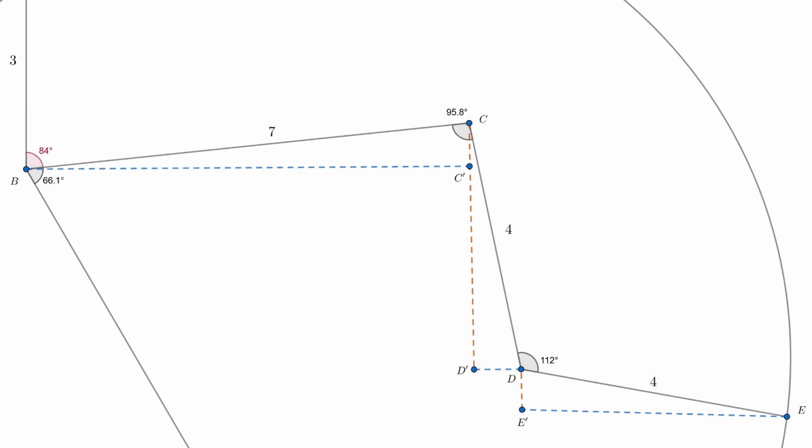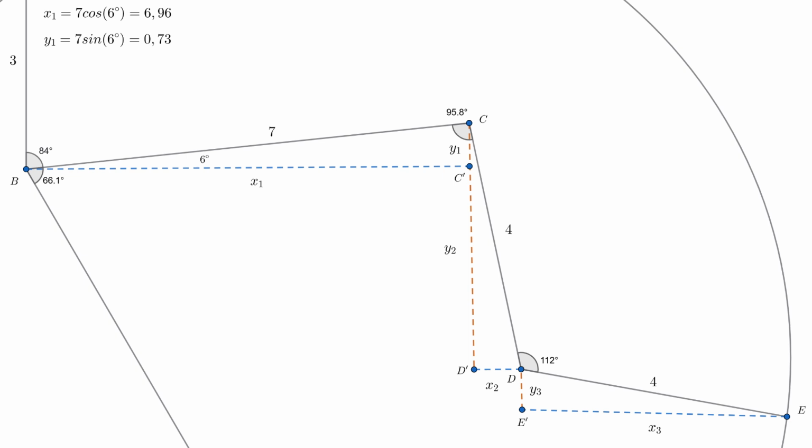Since this angle here is 84 degrees and AB is vertical, meaning it's perpendicular to the floor, and this angle here is 6 degrees, we'll call the horizontal side of this triangle x1 and the vertical side y1. So from trigonometry, we have x1 equals 7 times cosine of 6 equals 6.96, and y1 equals 7 times sine of 6 degrees equals 0.73.